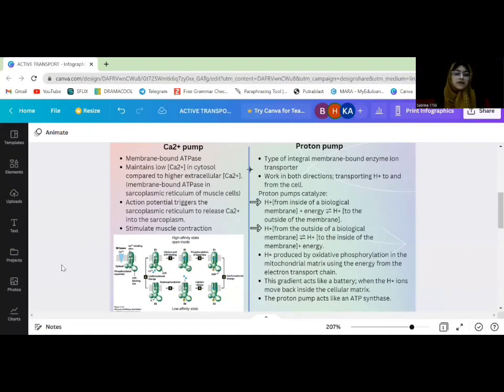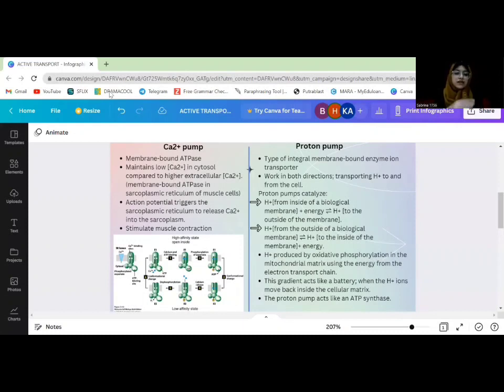I will now move on to the proton pump. This is a type of integral membrane-bound enzyme ion transporter. That is, it encompasses the entire membrane, and it can work in both directions for transporting hydrogen ions, that is protons, to the cell and also from the cell, both inside and outside.